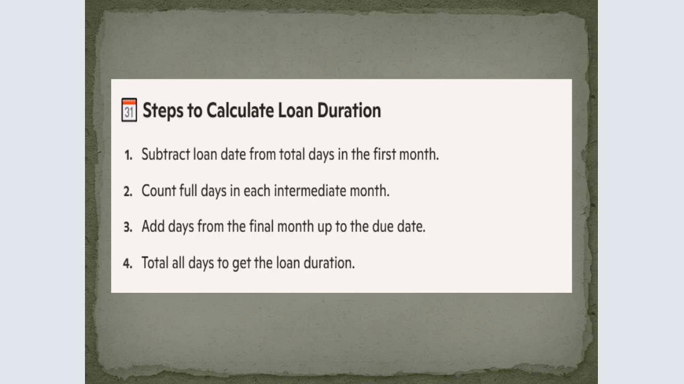First, subtract the loan date from the total days in the first month. Second, count full days in each intermediate month. Third, add days from the final month up to the due date. And fourth, total all days to get the loan duration, meaning we have to add the days.